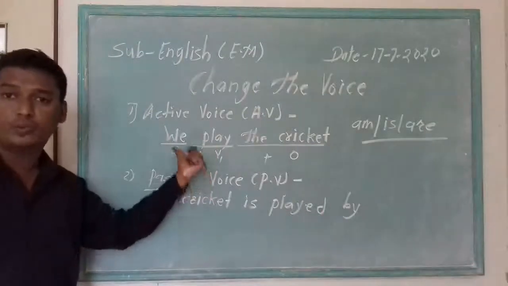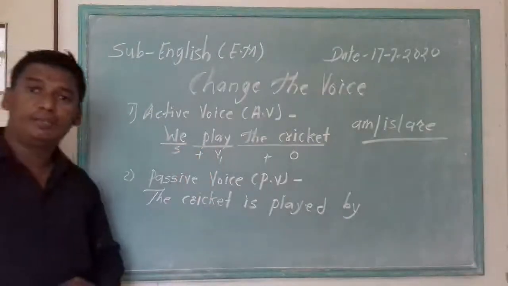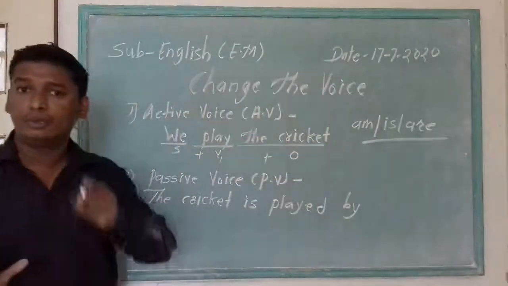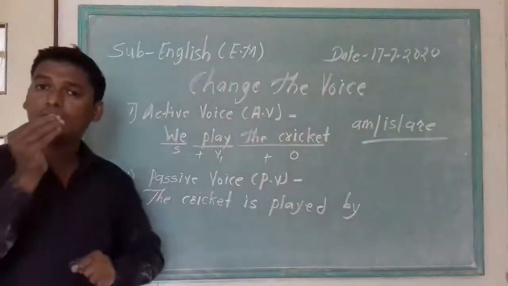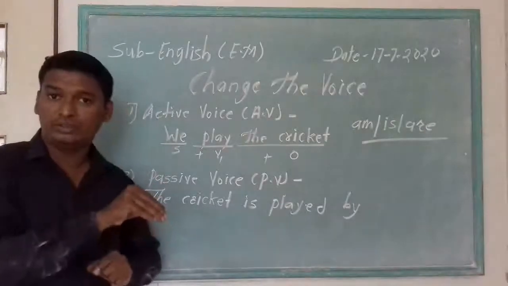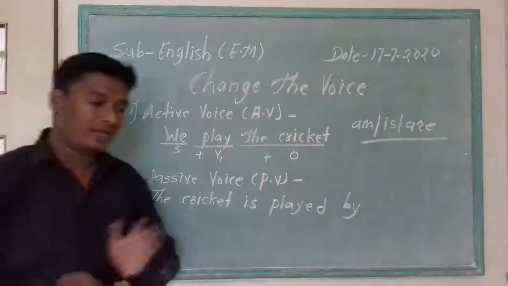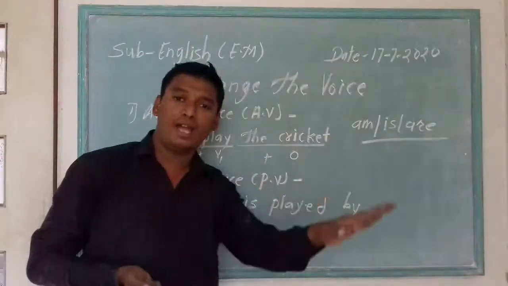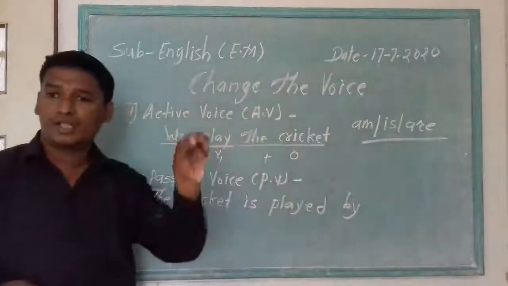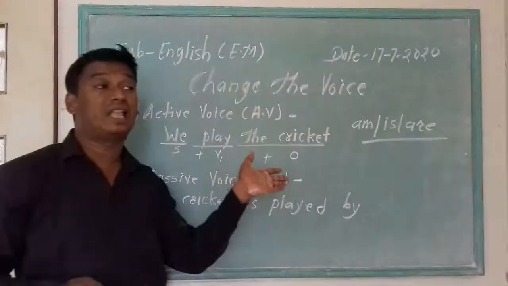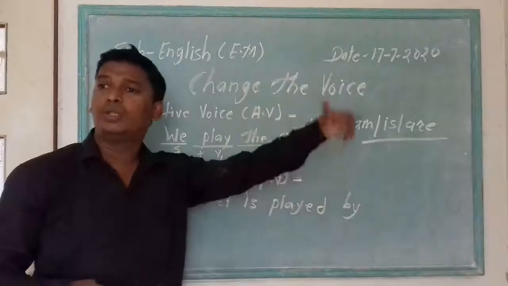What is the subject? We. It is a pronoun. If there is a noun, write that noun as it is. If there is a pronoun, then convert it into the objective case. While writing after by, if the subject is a pronoun, in every sentence, then convert that pronoun into the objective case.